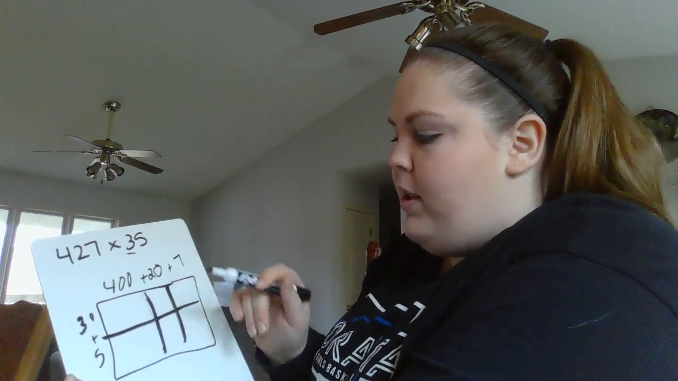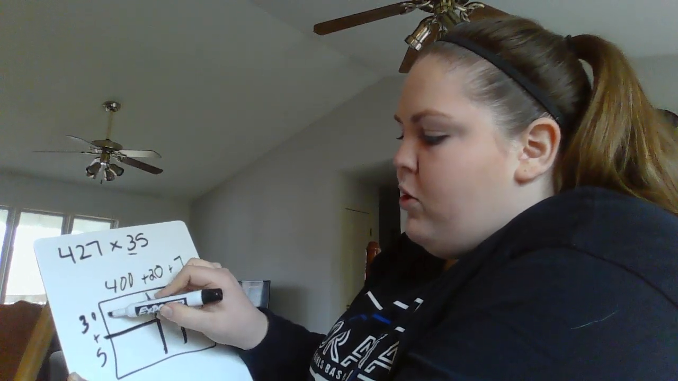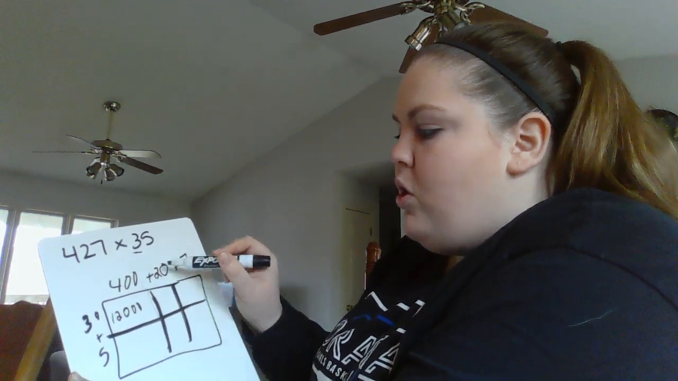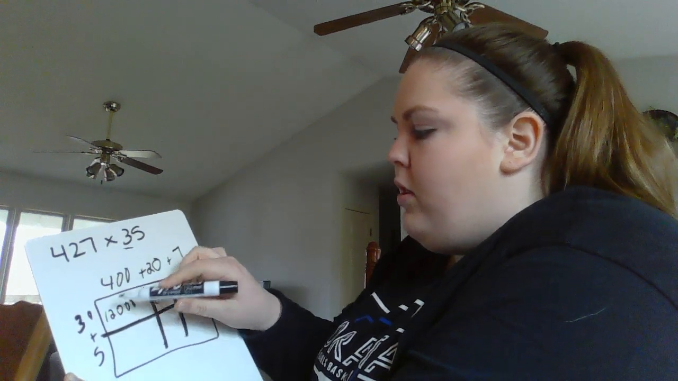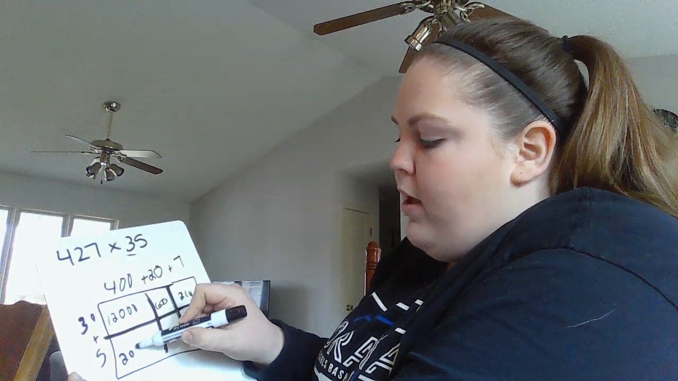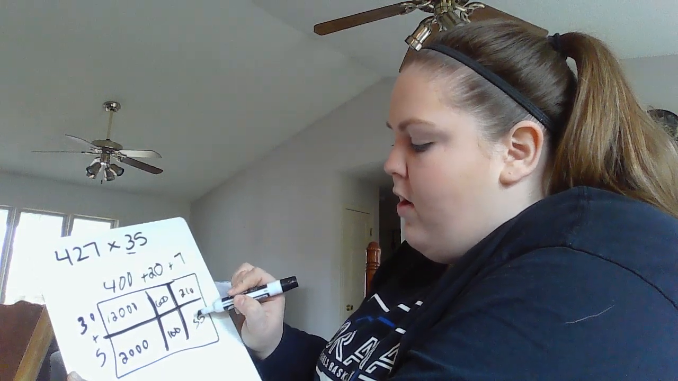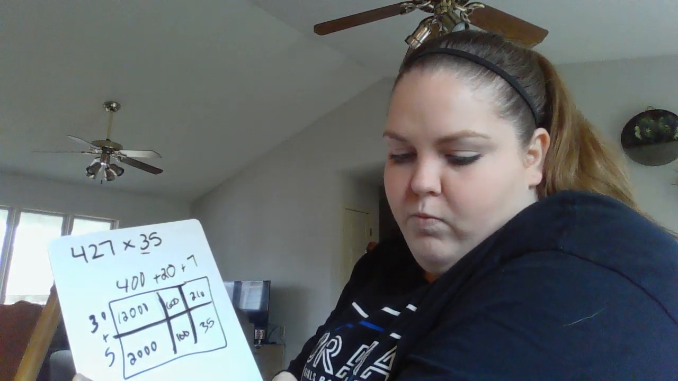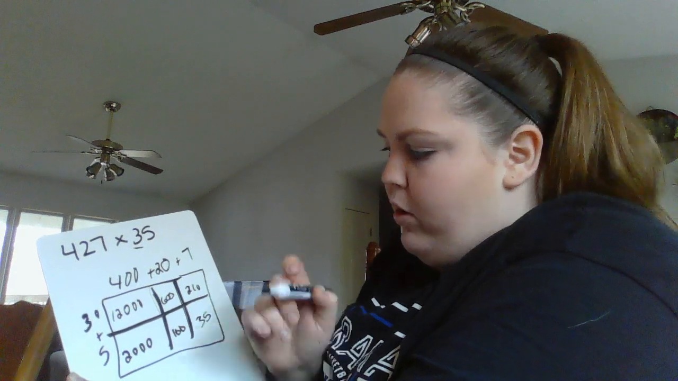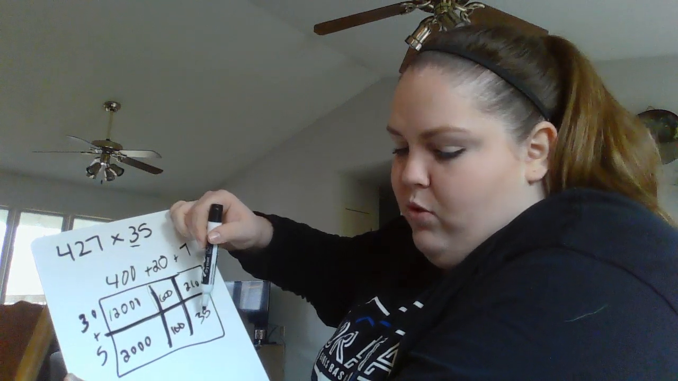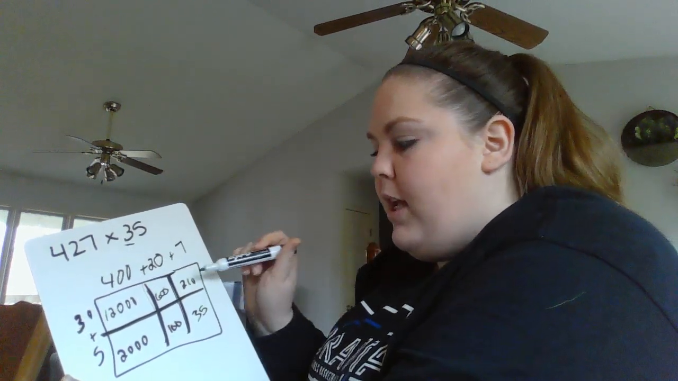If I keep going with this area model though, I'm going to get 4 times 3, which is 12, with 1, 2, 3, 0. So 12,000 is 400 times 30. 20 times 30 is 600. 30 times 7 is 210. 5 times 400 is 2,000. 5 times 20 is 100. And 5 times 7 is 35. Those numbers are the same numbers as C. They're in a little bit of a different order. They go 12,000, 2,000, 600, 100, 210, 35. But C is the answer to the area model.